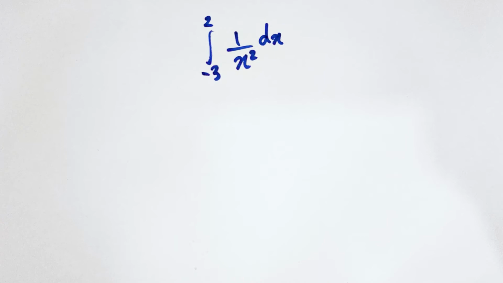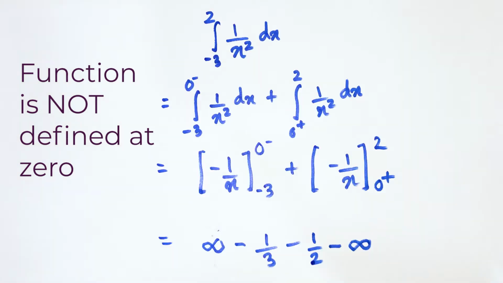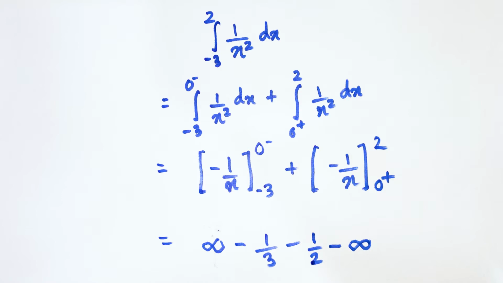Now, for example, let's consider this question. 1 upon x squared dx integrated from -3 to 2. How will you solve this? Feel free to pause the video and try it out yourself. If your approach was this, then unfortunately it's wrong because the function is not defined at 0. Now, the right way to approach this is given below.